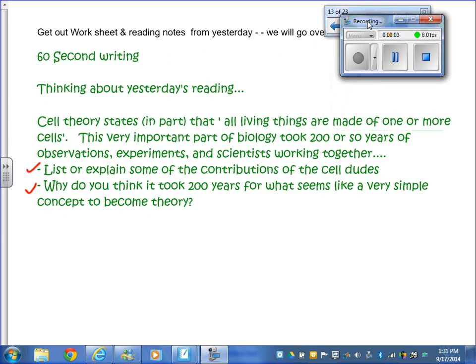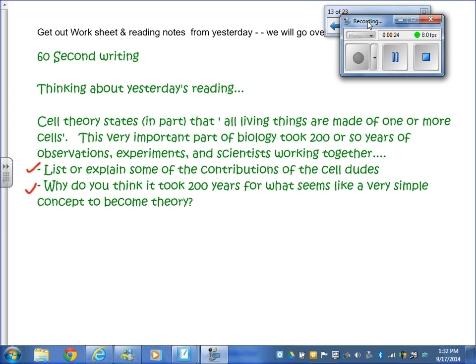This week we're talking about cell theory and the scientists that contributed to cell theory. And so the thought we started out with today was this, that cell theory states, in part, that all living things are made of one or more cells. This very important part of biology took 200 or so years of observations, experimenting, scientists working together.